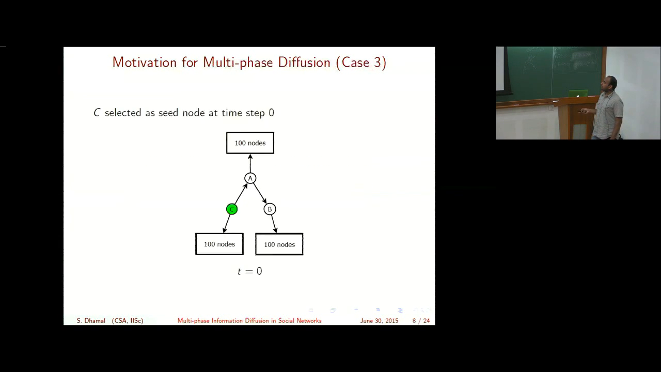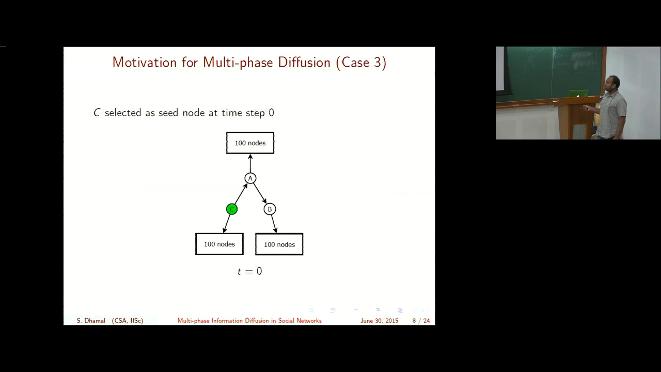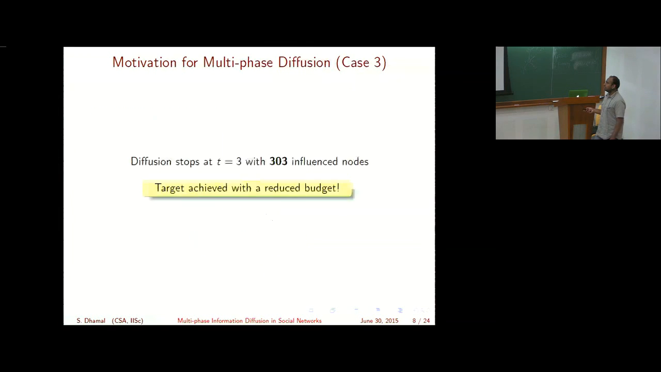So again, the motivation is the same: using the same budget, we are influencing more nodes. Instead of selecting nodes A and B, suppose the influence maximizing algorithm had selected node C. As you can see, all the nodes are reachable from node C. So eventually, as the diffusion progresses, all the nodes would have got influenced. So instead of using the total budget of 2, we are able to influence all the nodes with just a budget of 1. So our target can be achieved with that.